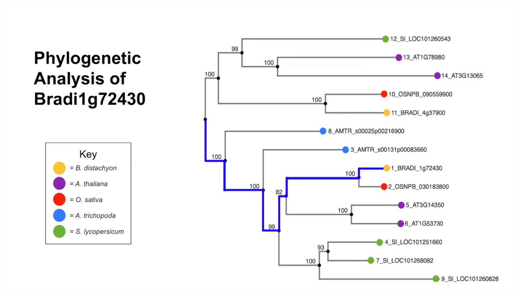Based on the tree, the most closely related ortholog was found to be in Oryza sativa, a rice plant, where our gene is indicated in the path highlighted in blue. 2 other orthologs were also identified in Arabidopsis thaliana, indicated with the 5 and 6 below the rice ortholog.